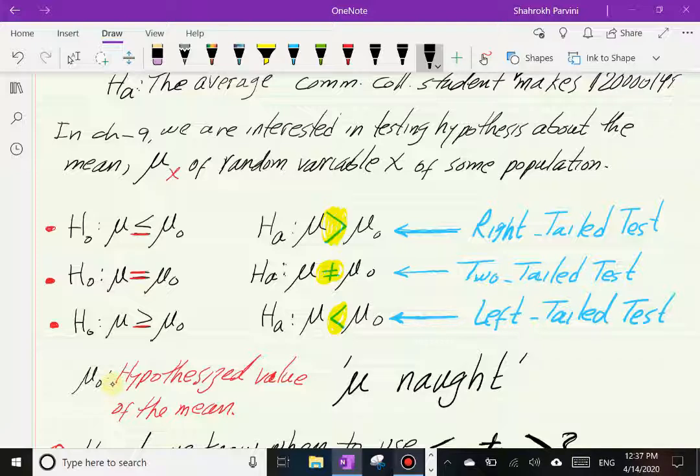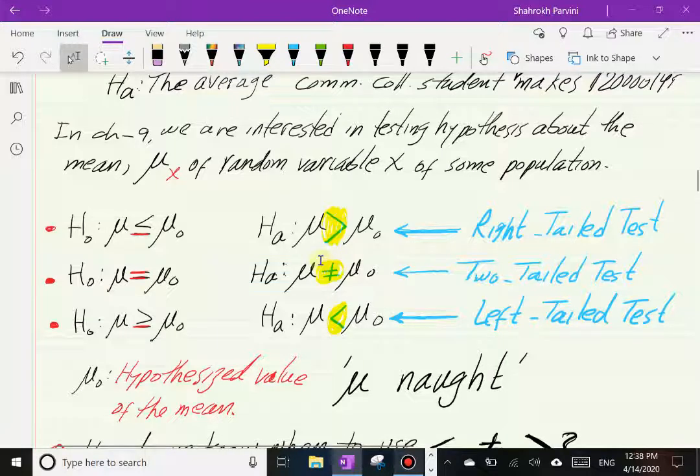Now, in terms of classifying the hypothesis, there are 3 classifications, and all 3 of these depend on the sign of the inequality in the alternative hypothesis. So if the alternative hypothesis is greater than, we refer to this as a right-tailed test. If the alternative is not equal to, that makes the test a two-tailed test, and if it's less than, it becomes a left-tailed test. Later on, it will become more obvious why it is stated that way and why they are classified or categorized as such. And what does the tail have to do with this? So we will investigate that later on.